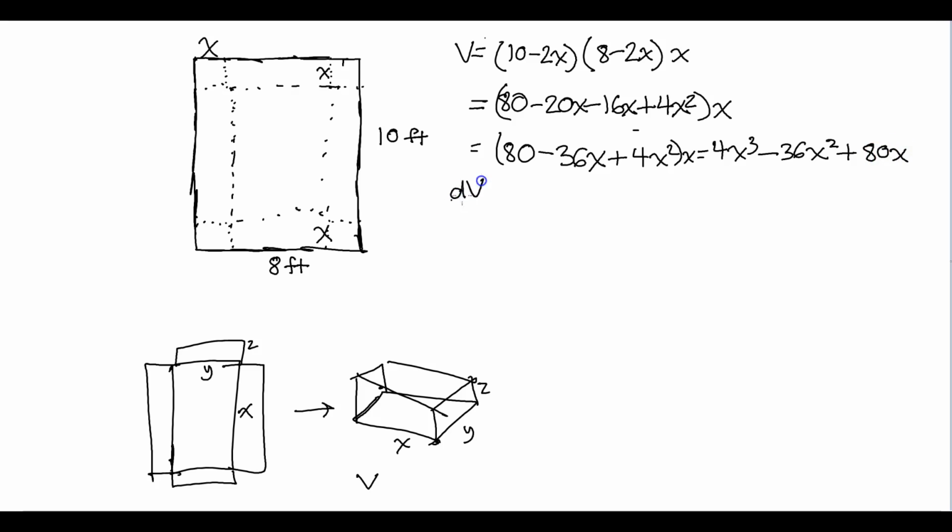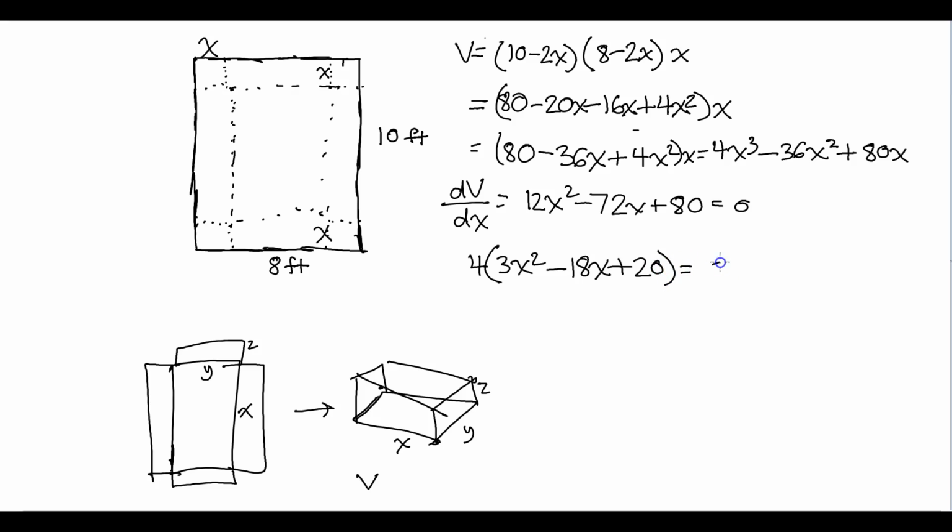Now, if we take the derivative with respect to x, we get 12x squared minus 72x plus 80 equals 0. If we factor out a 4 from each of these, we can solve this equation. So 4 times 3x squared minus 18x plus 20. And this we can solve with our quadratic formula.